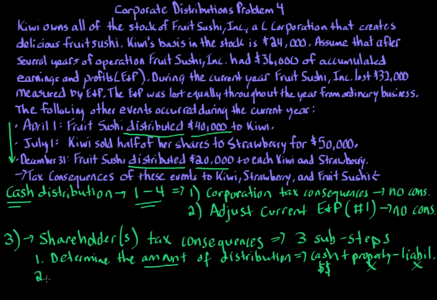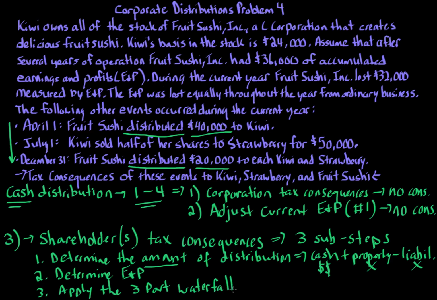Now the second sub-step is to determine EMP, and you need to determine EMP for the 3rd step, in which we actually apply the specific rules, or apply the 3-part waterfall, which is why we need EMP. We need that for the 3-part waterfall to classify the first level of the waterfall. We apply the 3-part waterfall, which is under section 301 for distributions. So we're going to be doing all of that.